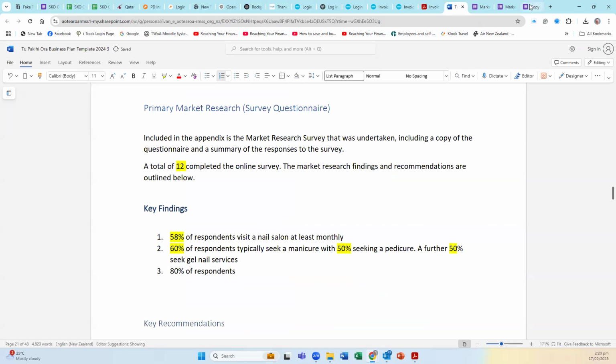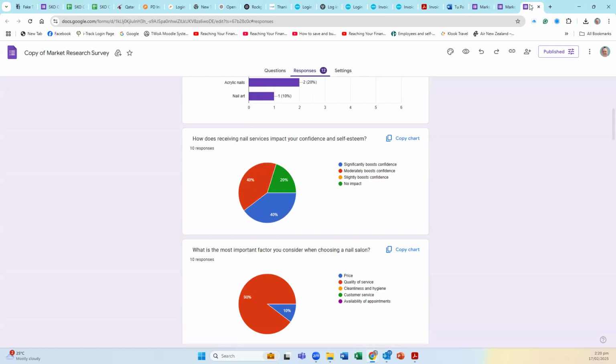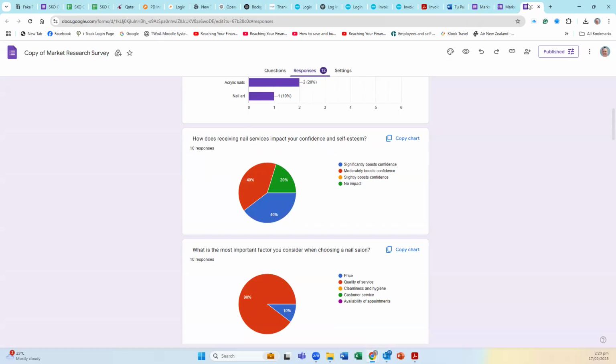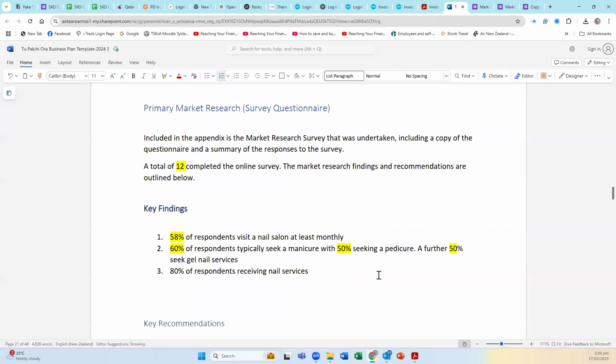80% of respondents receiving nail services are at least slightly, if not moderately, impacted.